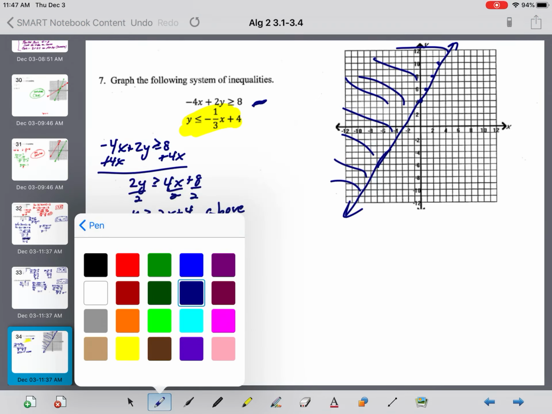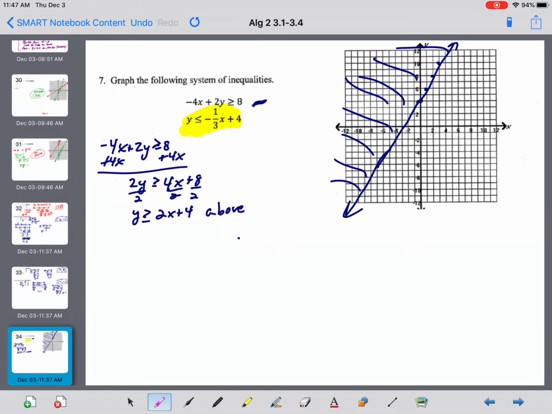All right, now the second equation, I'm going to switch colors like I said here. Go a little bit of pink. And I'm going to go to +4 again. And then I'm going to go down 1 over 3. Down 1 over 3. Use that good old slope. All right, I'm going to put a solid line in there. And now this one's a less than, so I'm going to shade below. I'm just going to send my shade this way.